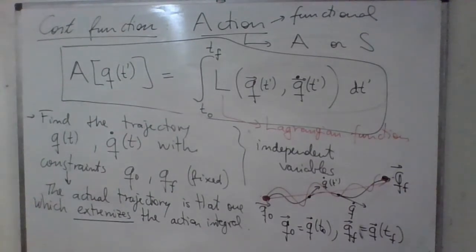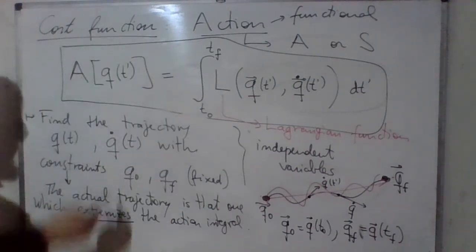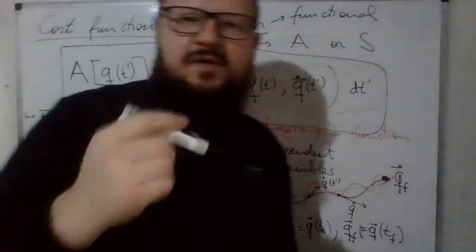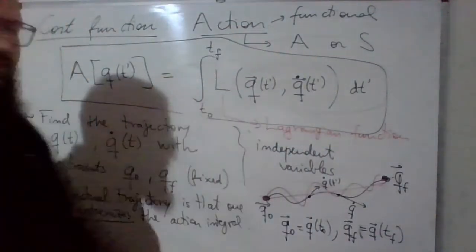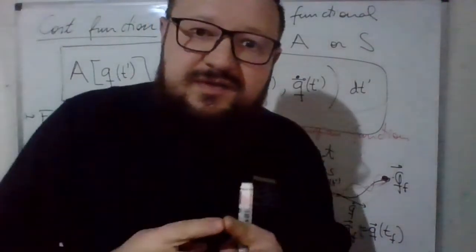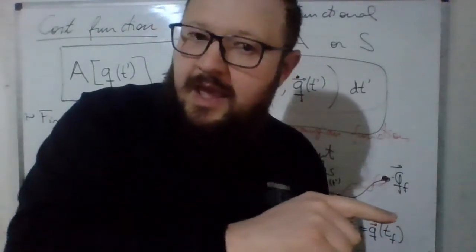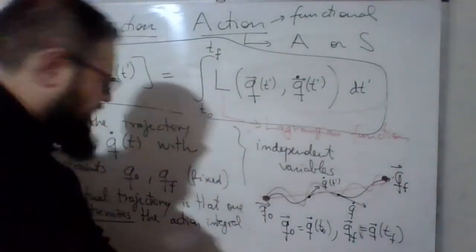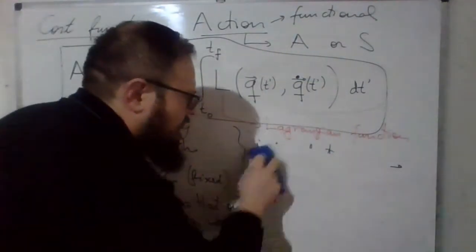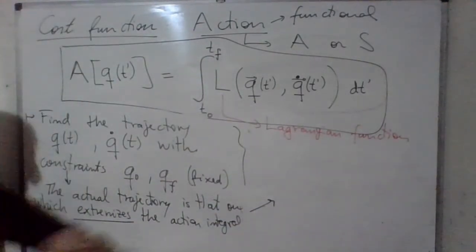Okay. So how can I find the actual trajectory? I need to calculate the maximum or the minimum of this function, the extremal value of that function, the action. I need to extremize that. And how do we proceed in ordinary calculus to do that? We calculate the derivative. In this problem, we need to calculate the functional derivative.